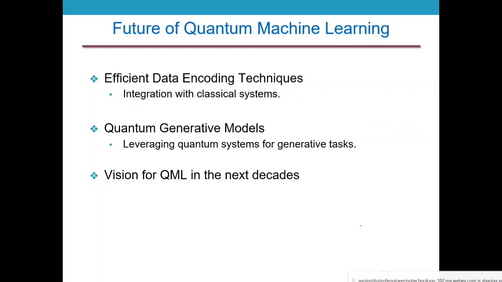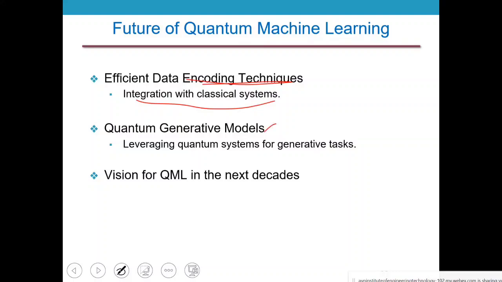Efficient data encoding techniques. So we need better techniques. Using those techniques, we can comfortably convert the classical data into this quantum data, or combine the systems. So integration is very comfortable if you have good encoding techniques. So integration with the classical systems.